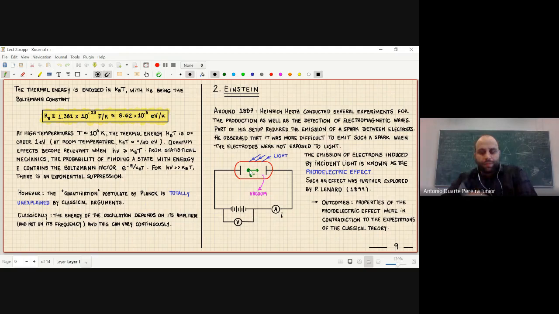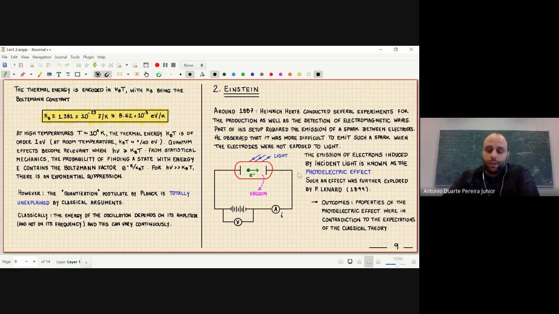Okay? So if I start dialing the potential to a negative value, I will see that some electrons will still hit the plate, but the number will decrease, and therefore the current will decrease. But at some point, this negative potential will be so huge that no electrons will hit the other plate, and there is no current generated in this circuit.